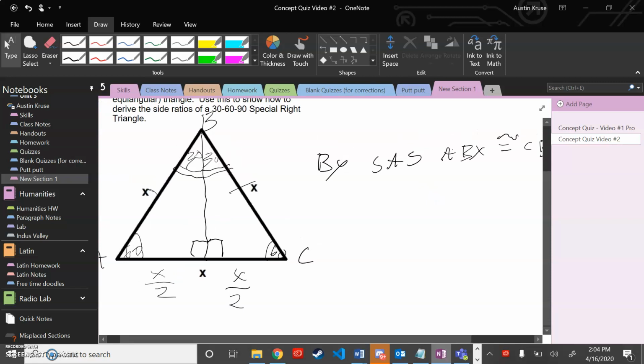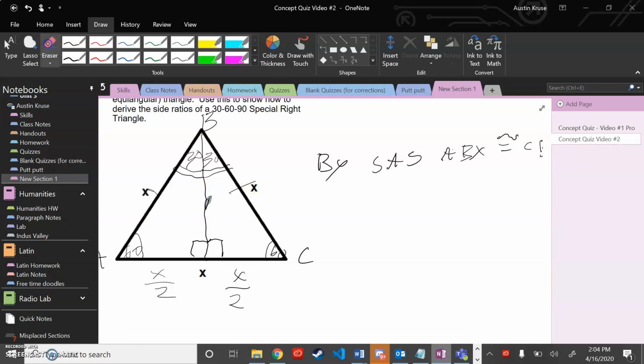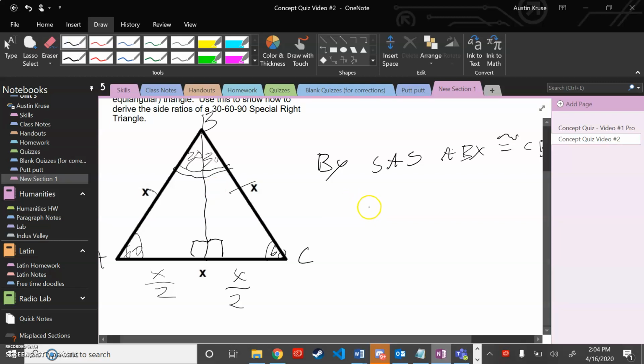So, we now just have to do the Pythagorean theorem because we did nothing with this side, cut it or anything, so it's still just x. So we just have to solve for this side right here. And let me erase that. Alright, so our problem would look something like this.